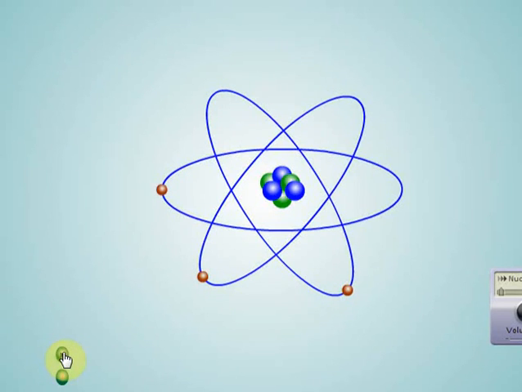We can visualize the atom of an element with atomic number 3 like this. This is the nucleus in which there are 3 protons and 3 neutrons, that is 6 nucleons, and these are the 3 electrons which are moving around the nucleus.